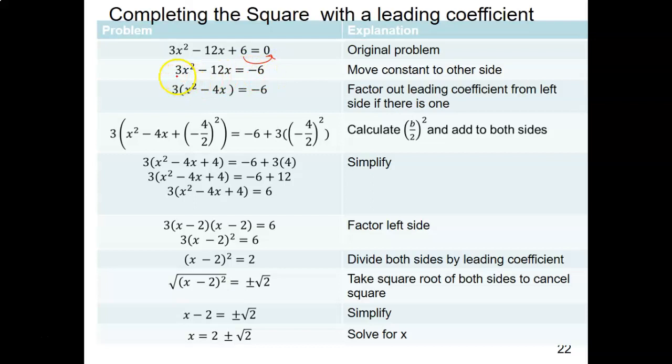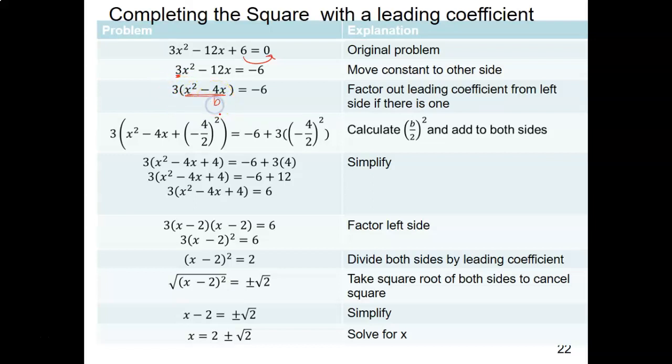And then we're going to factor out the leading coefficient. Again, it's the leading coefficient, not the greatest common factor. So take out that 3, and we're left with x squared minus 4x. This is the part you're going to use when you're completing the square. You're not really going to worry about this 3.